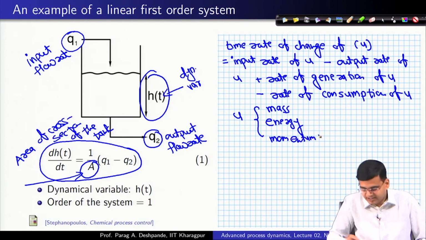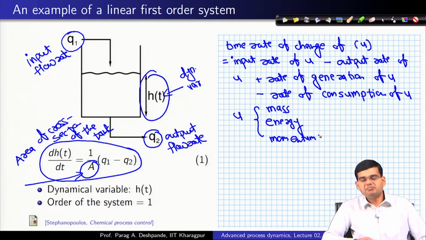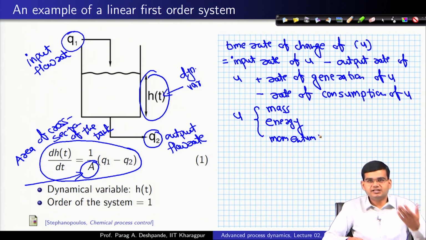Okay. So, the time rate of change of mass, for example, in the system will be given as the rate of influx of mass minus the rate of outflux of mass. If the system is reactive, then for reactants you will have negative rate of consumption, for products you have positive rate of production. And similarly, you can write the same equations for energy as well as momentum.